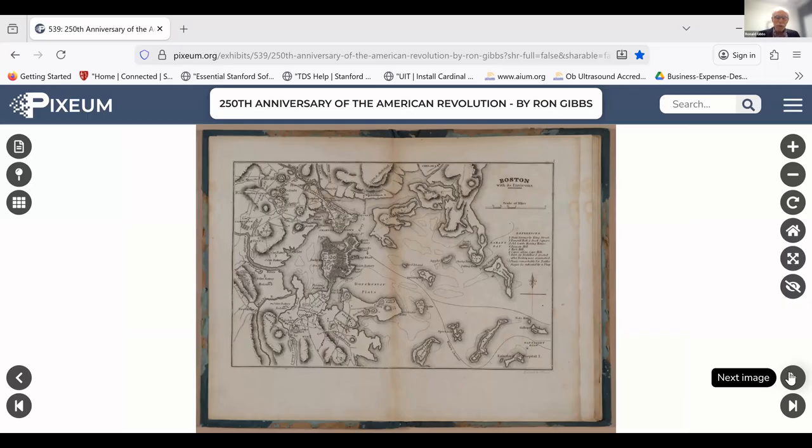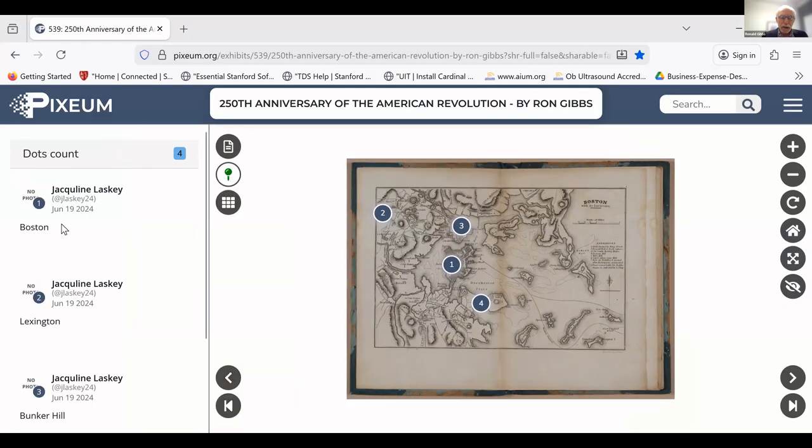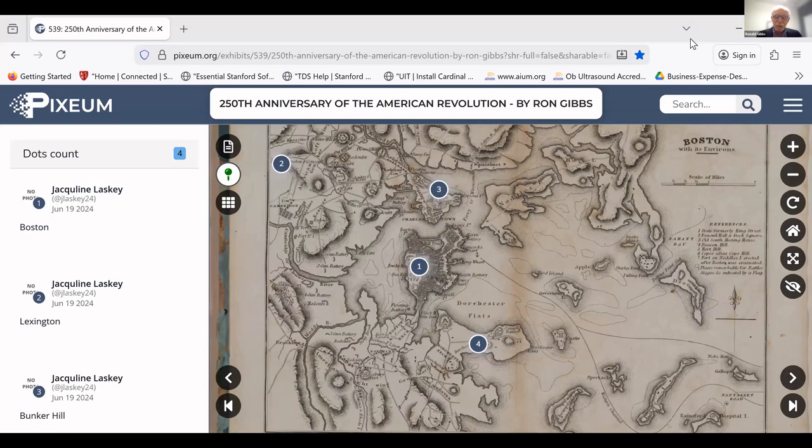So to orient you to this map, Jackie, could we add the dots at this point? Dot number 1 is of Boston, which was a peninsula at the time, connected to the mainland by a thin neck. There is Boston Harbor with many of its islands, and then the surrounding countryside of Massachusetts Bay Colony. Could you go into full screen mode, please? Jackie, can you go to full screen mode? Yeah, okay, there we go.